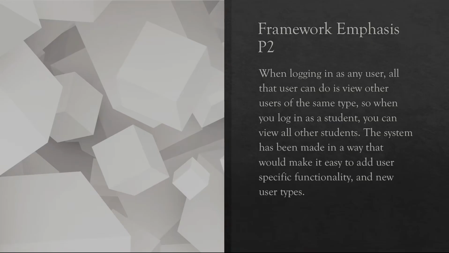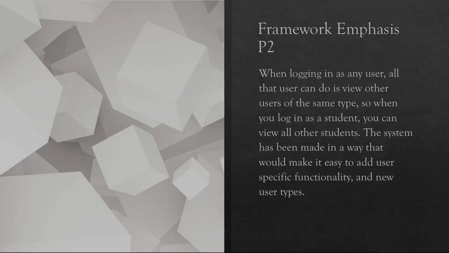When logging in as any user, all that user can do currently is view other users of that same type. So when you log in as a student, you can view all other students. If you log in as an instructor, you can view all other instructors. The system has been made in a way that would make it easy to add user-specific functionality and new user types. Because it's built as a framework, I made it easy to add functionality for, say, a student. Because right now all a student can do is view other students.